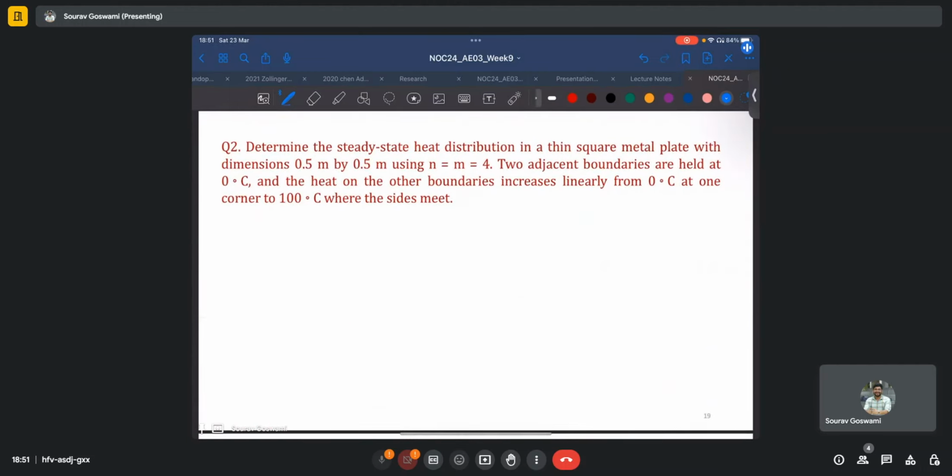Now, we are asked to perform a simple discretization exercise and find the steady state distribution in a thin square metal plate with dimensions 0.5 by 0.5 and also equal step sizes. So we are dividing each dimension into 4 parts. Any two adjacent boundaries are held at 0 degrees Celsius, and the heat on the boundaries increases linearly from 0 degrees Celsius at one corner to 100 degrees Celsius, where the sides are meeting.